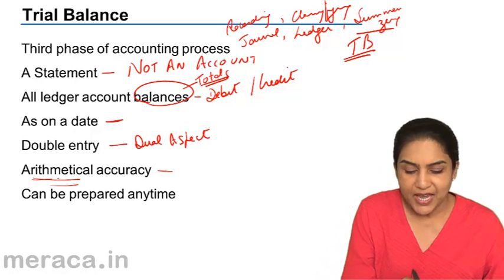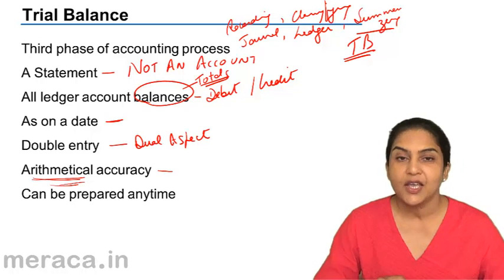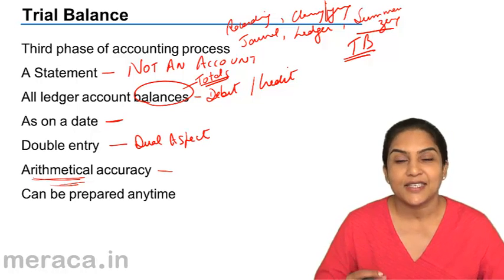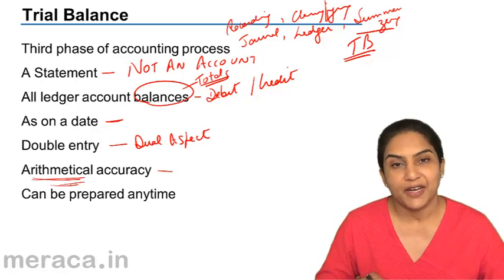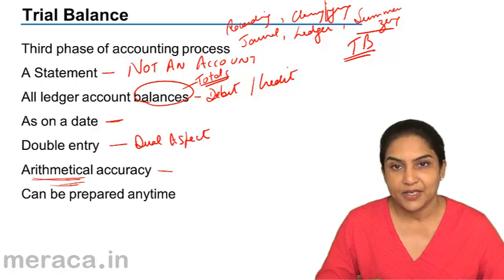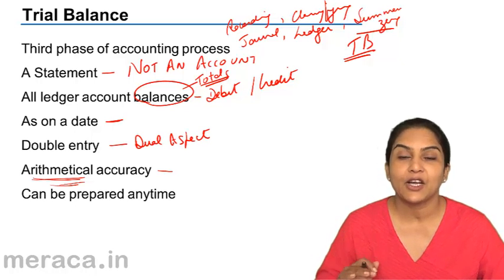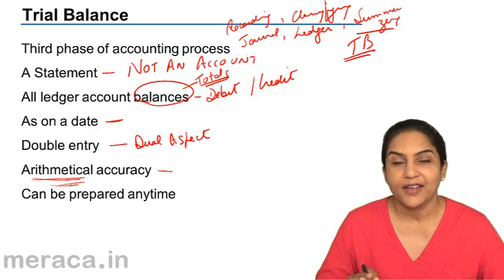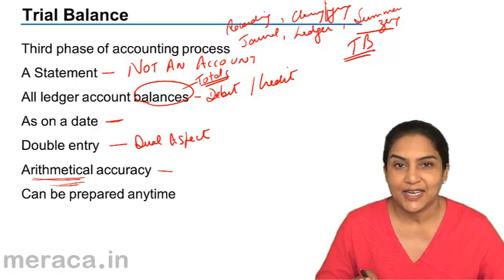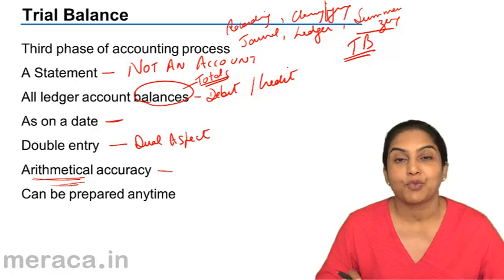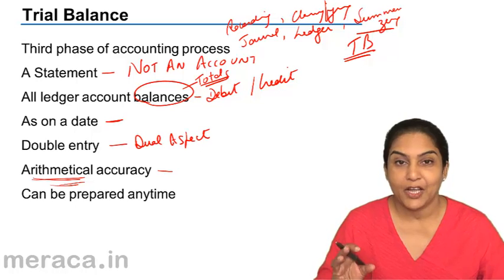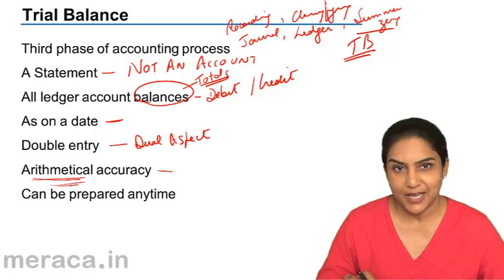Why do we emphasize the arithmetical accuracy? Because it is possible that there are some errors which are not reflected even through a trial balance. Suppose we completely forget, omit to record an entry, the trial balance will still tally, but it would not be accurate because one transaction is missing.